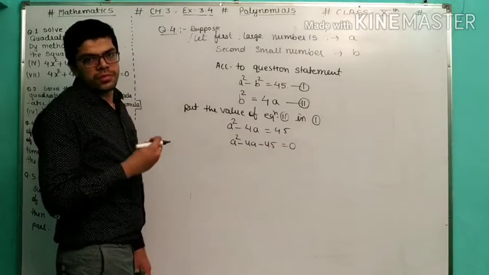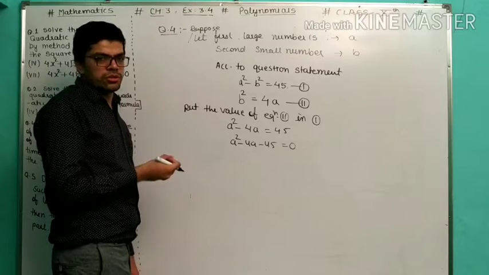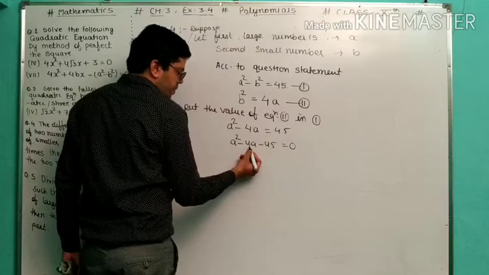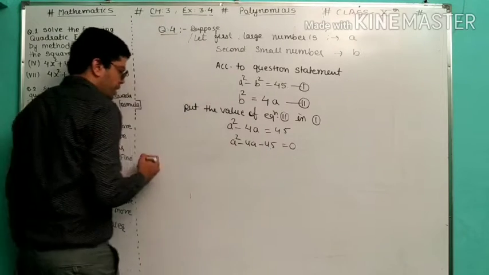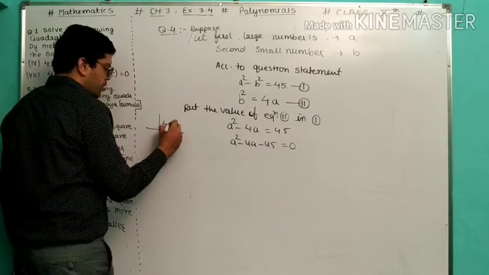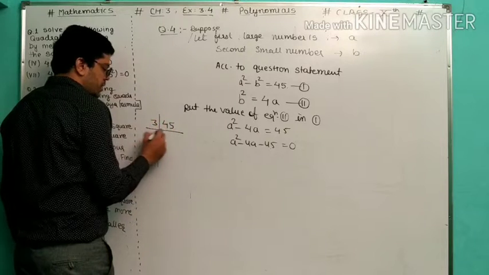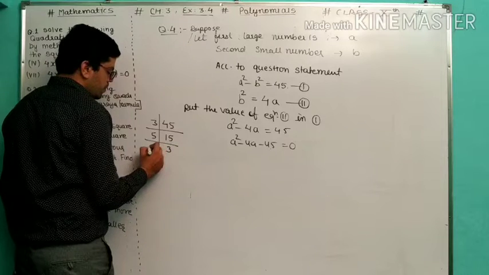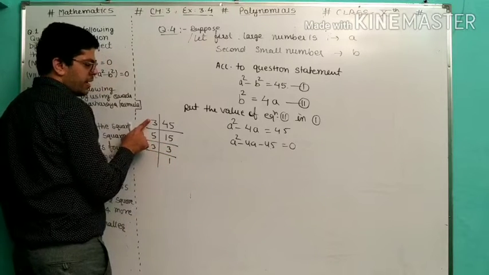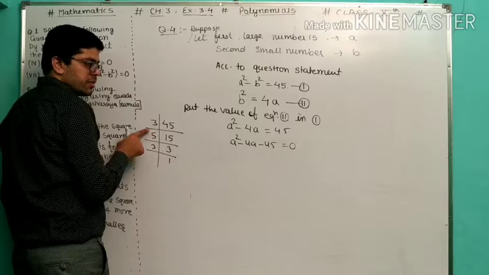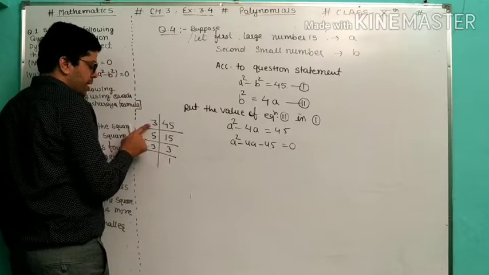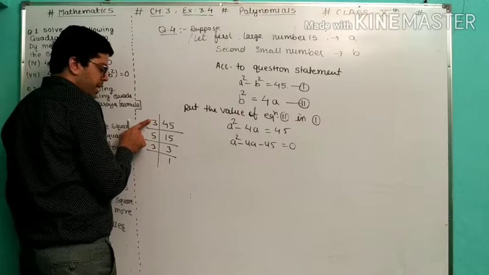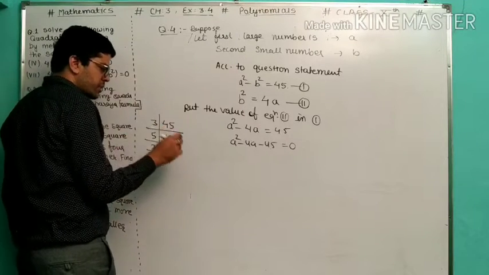Now we have to split this term. So this is also easy. Multiplied, it will give 45, and added or subtracted, it will give 4a. So that is very easy. Do the prime factorization: 3 times 15, 3 times 5, 5 times 1. 3 into 3 is 9, and 9 minus 5 is 4, and 3 into 3 is 9, 9 into 5 is 45. So both the conditions are satisfied.